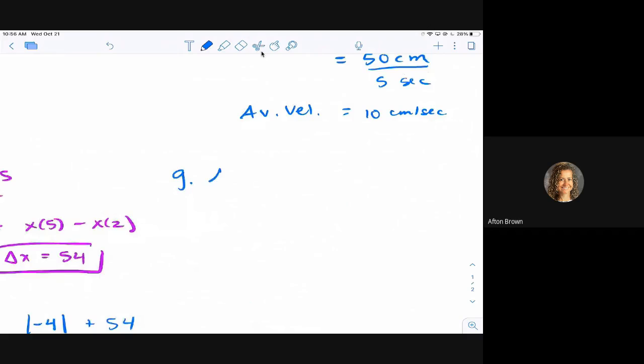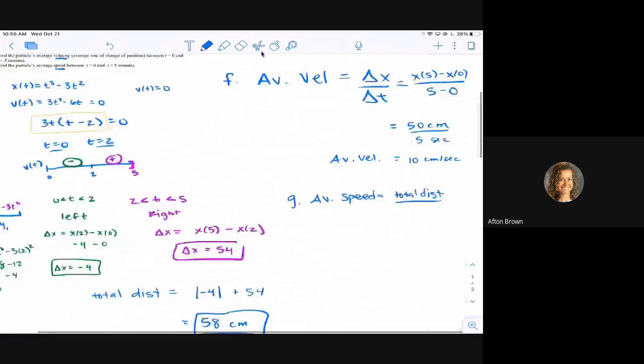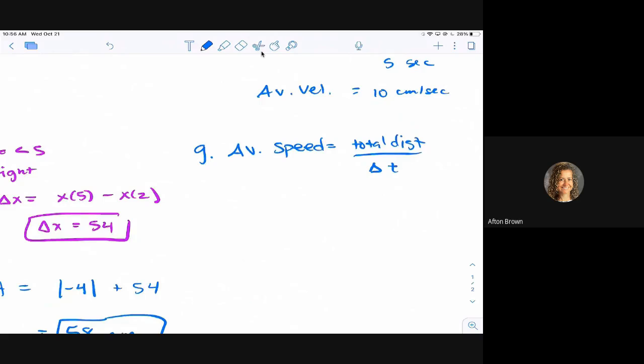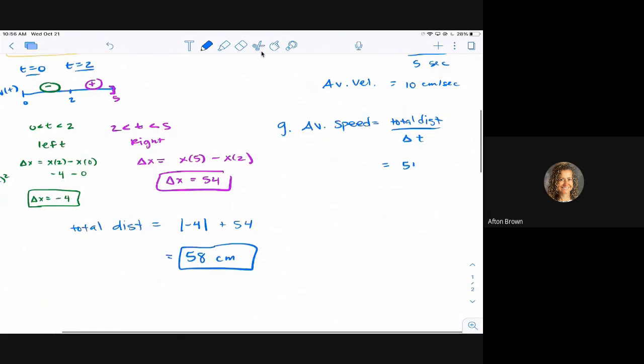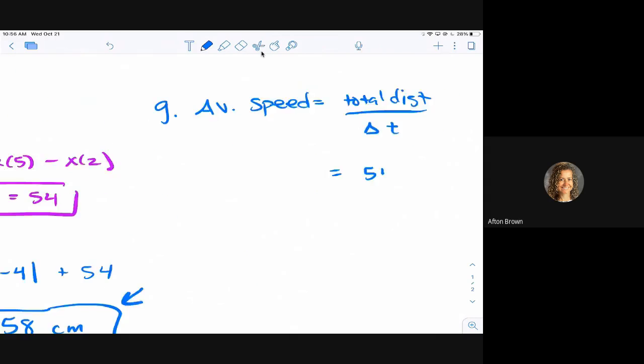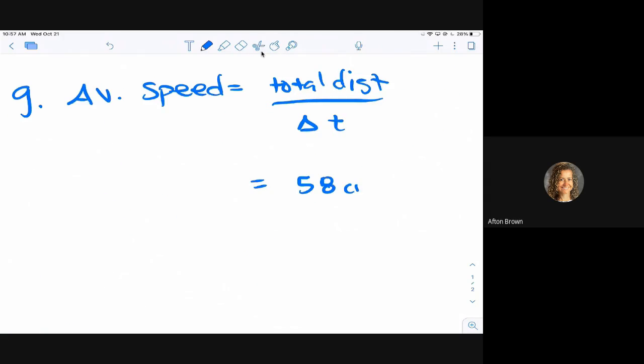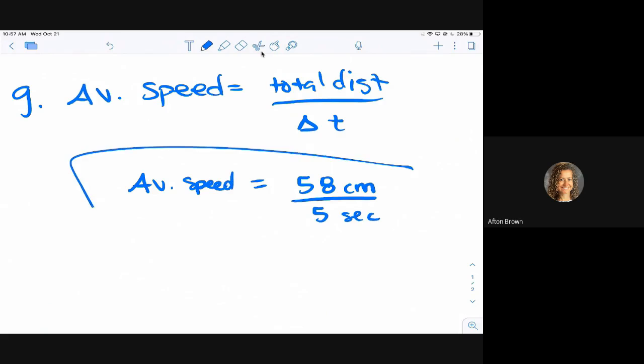So on G, average speed, you need total distance over elapsed time. I'm going to say change in time. What was our distance traveled over those 5 seconds? I think it was 58, right? So our total distance we found to be 58 centimeters. We traveled a total of 58 centimeters, and we did that over 5 seconds. So our average speed is this. You could reduce and get a decimal, or you can just leave it as 58 over 5 centimeters per second.